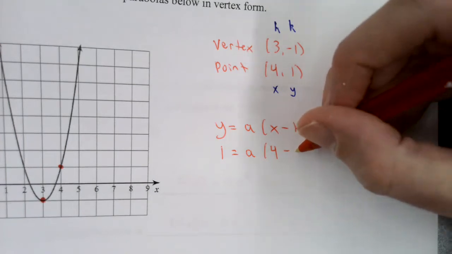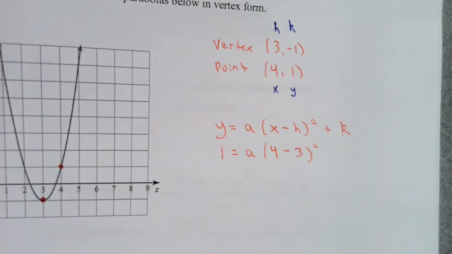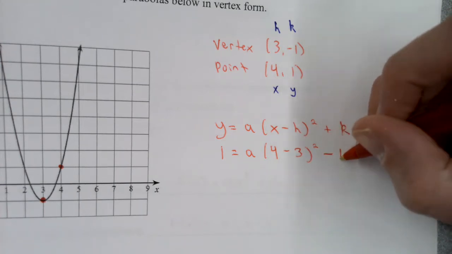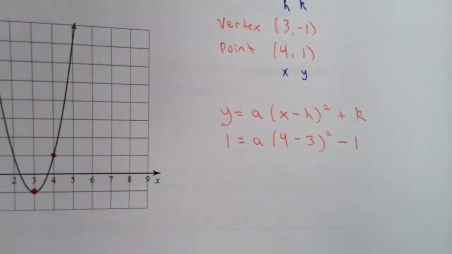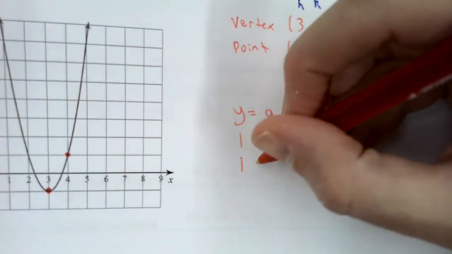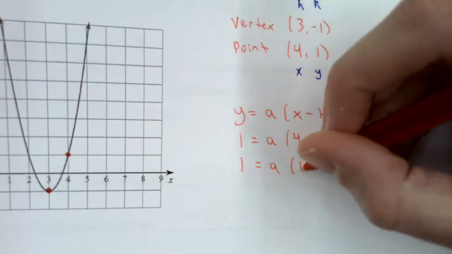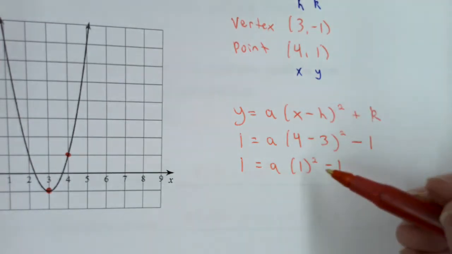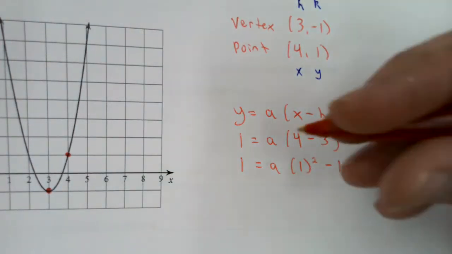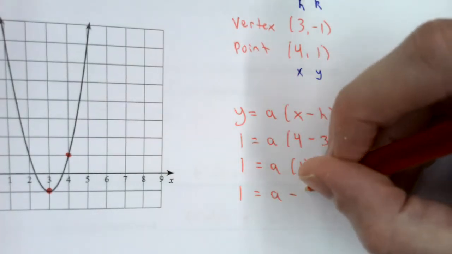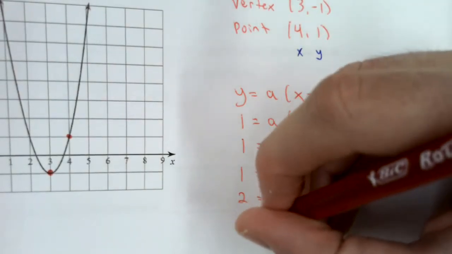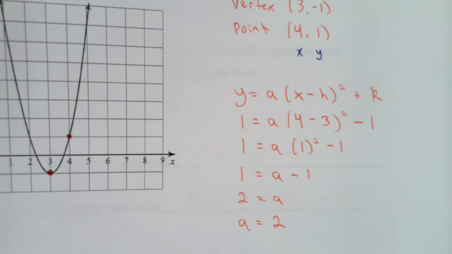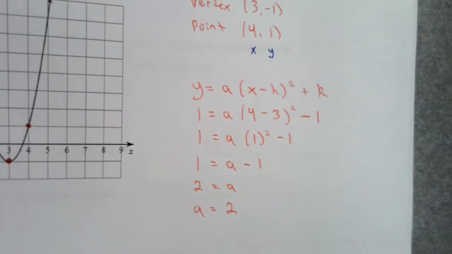H is 3 above, so minus 3 squared. Plus K, so it will be plus -1 or just -1. Simplify this and solve for A. Order of operations in the parentheses. 4 minus 3 is 1. One squared is 1. 1 times A is just A, so 1 equals A minus 1. Add 1 to each side, and you get A equals 2. And now we can go into vertex form and get our answer, okay?